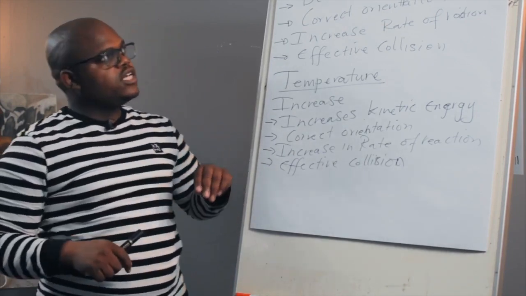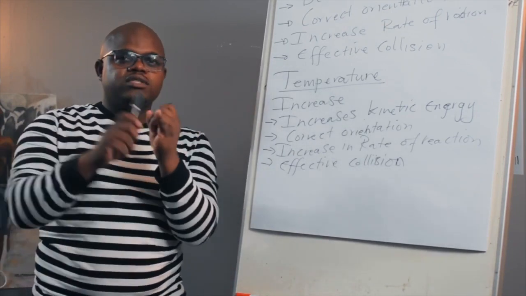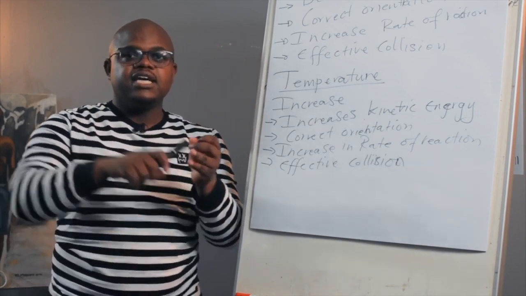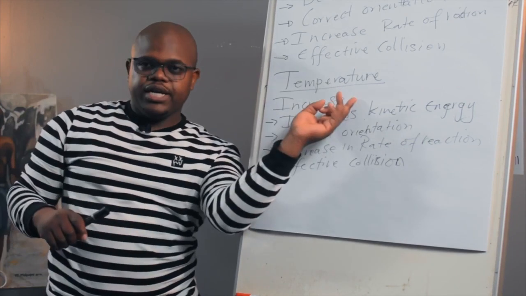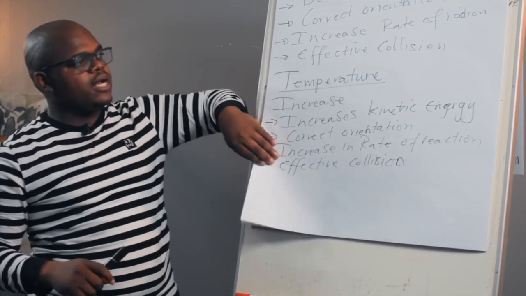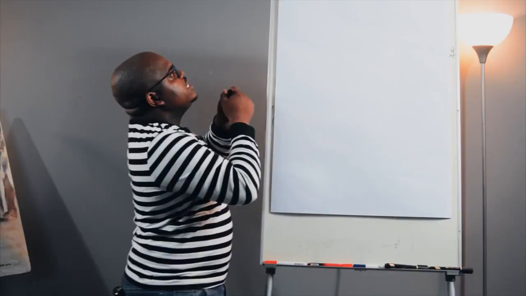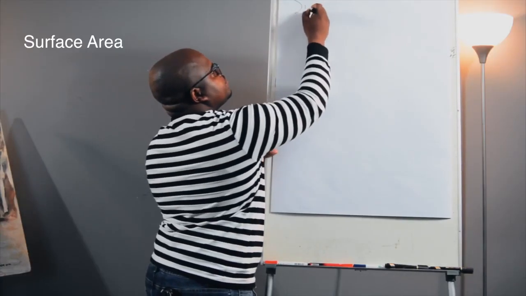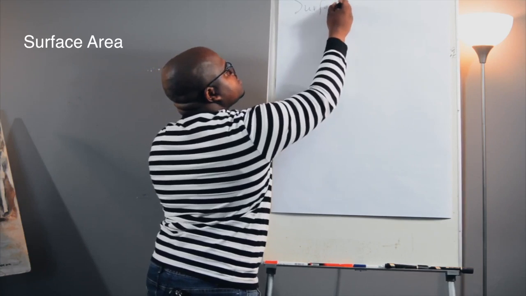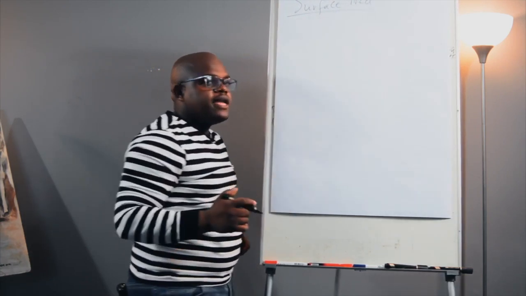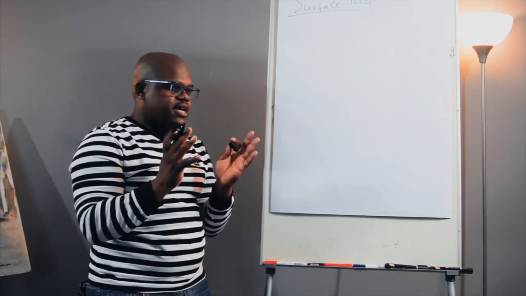Okay, now let's continue. So we started with 1, concentration. 2, we are on catalyst. We were in catalyst. 3, we are on temperature. Okay, now let's check the other one. The other one is surface area. Surface area, okay? Now let's check the surface area.